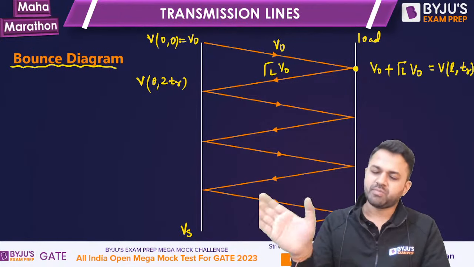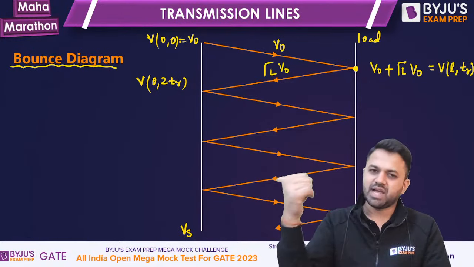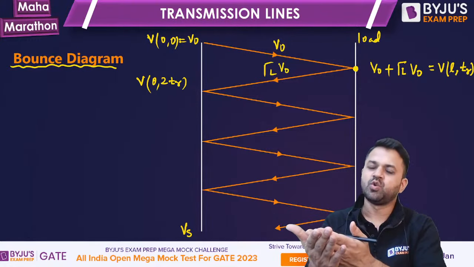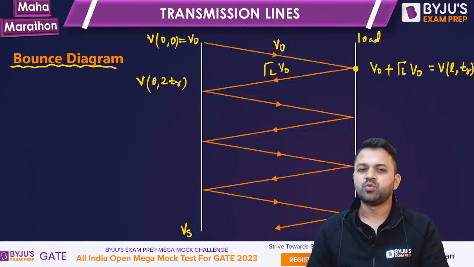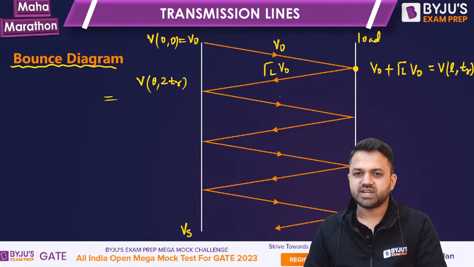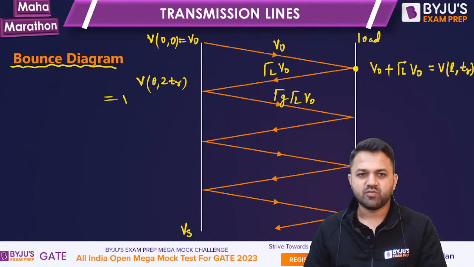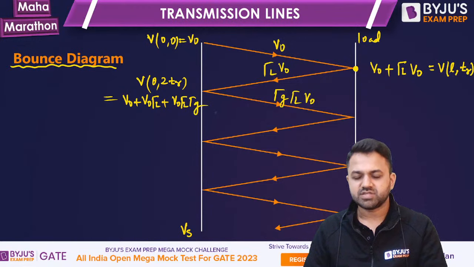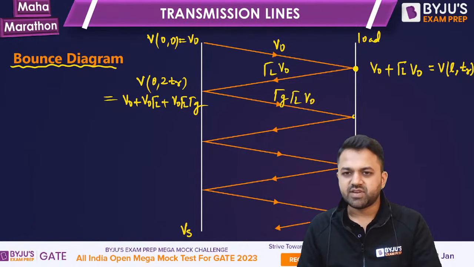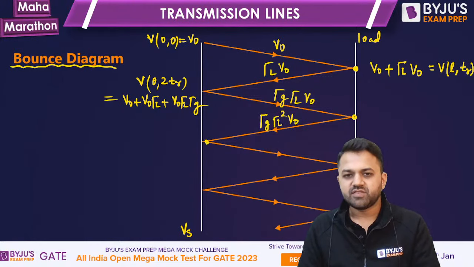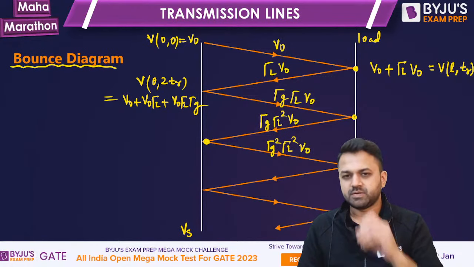When it comes back to the source end, it will be at 2 tr, because of two-way propagation: the time taken by the wave to travel from the source end to the load end and back to the source end is 2 tr. It will reflect from the generator end, where the generator reflection coefficient is gamma g, so gamma g into gamma L into V0. Here the voltage will be V0 plus V0 into gamma L plus V0 into gamma L into gamma g. Then again it will reflect and become gamma g into gamma L square into V0. Again it will reflect and become gamma g square, gamma L square into V0, and so on.